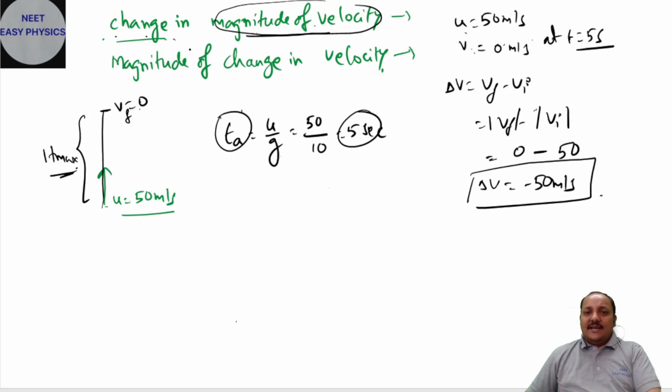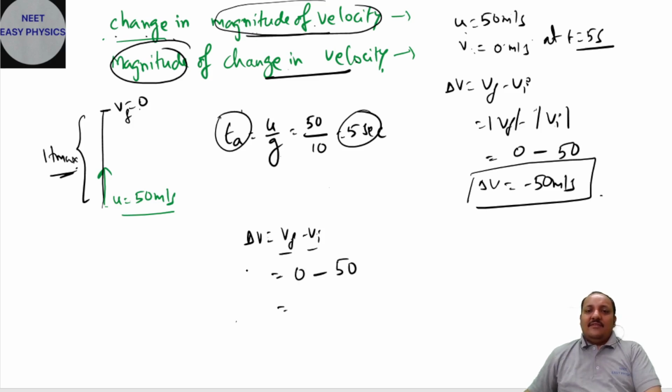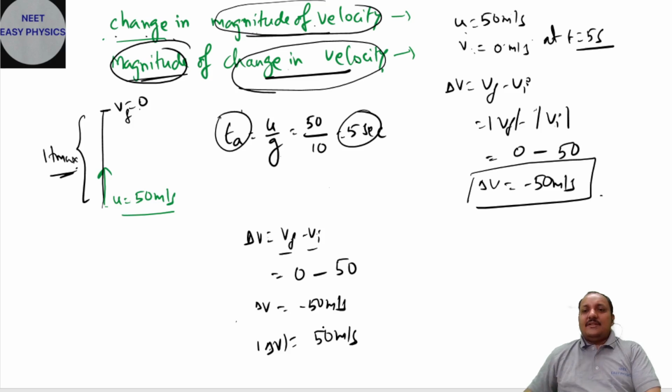For the same case, what is the magnitude of change in velocity? Delta V is equal to the same Vf minus Vi. Change in velocity you should calculate first. That is Vf minus Vi. Vf is 0 minus Vi, 50. So delta V is going to be minus 50 meter per second. This is change in velocity. But here they ask magnitude. Now the magnitude of change in velocity is going to be 50 meter per second. Understood? Small change for these two answers.